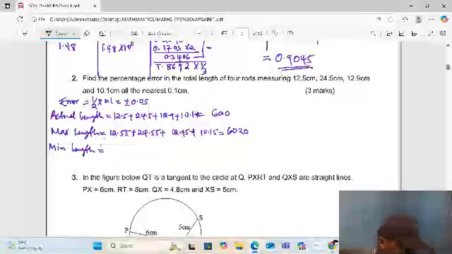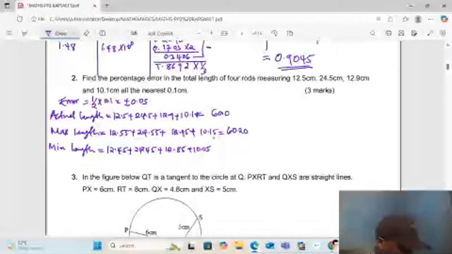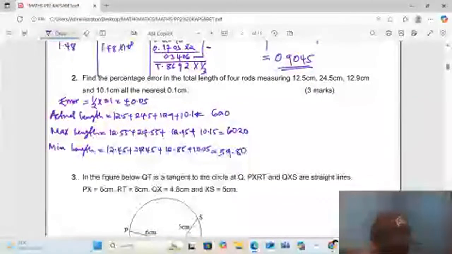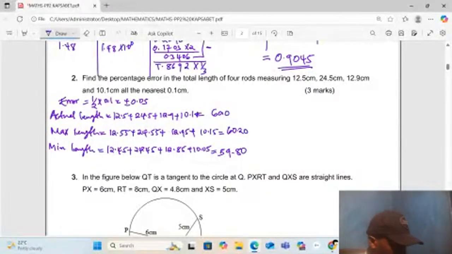Then we finally look at the minimum length. Now the minimum length is 12.45 plus 24.45 plus 12.85 plus 10.05. So when you add the minimum length, you are going to get 59.80. Now that one becomes our minimum length.